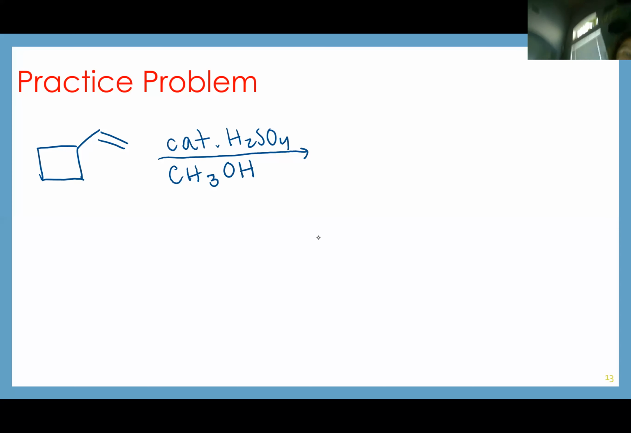Okay, so what is our first step? Does the double bond attack the hydrogens on H2SO4? Right, so there is a proton in here. You don't have to draw H2SO4 if you don't want to. It's just going to pick up a proton.